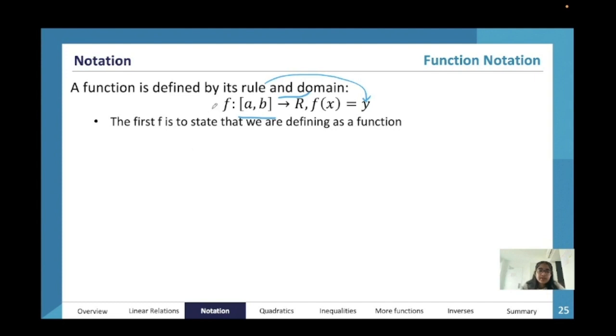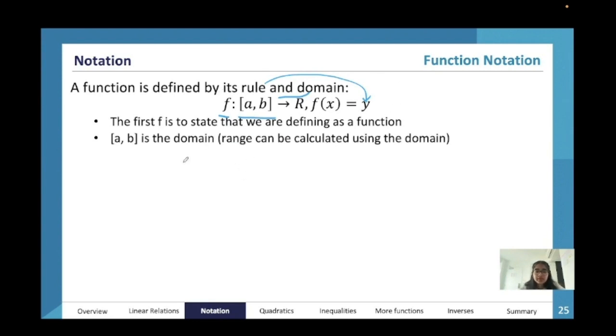So a little bit of a summary. This first f here is telling me that this whole thing is now being defined as a function. The AB is the domain. Function notation doesn't tell you the range, but by knowing the domain, by knowing what x values are there on the graph, we can figure out what y values are going to be there. And the y values are the range.